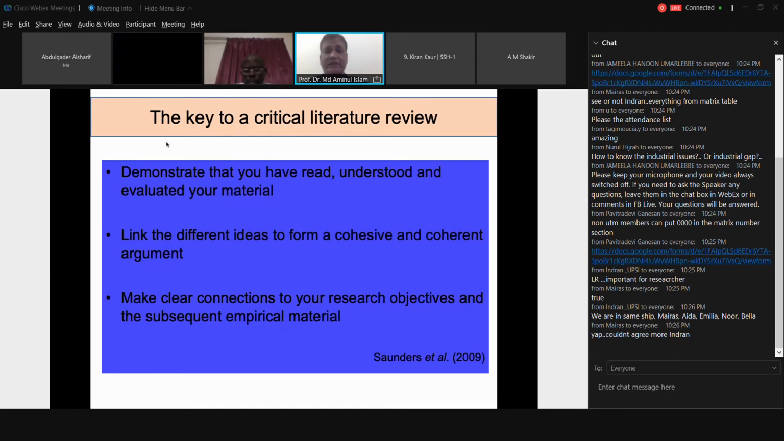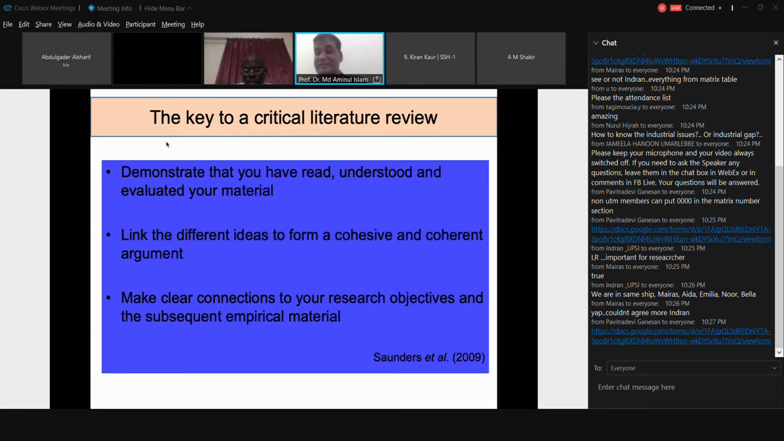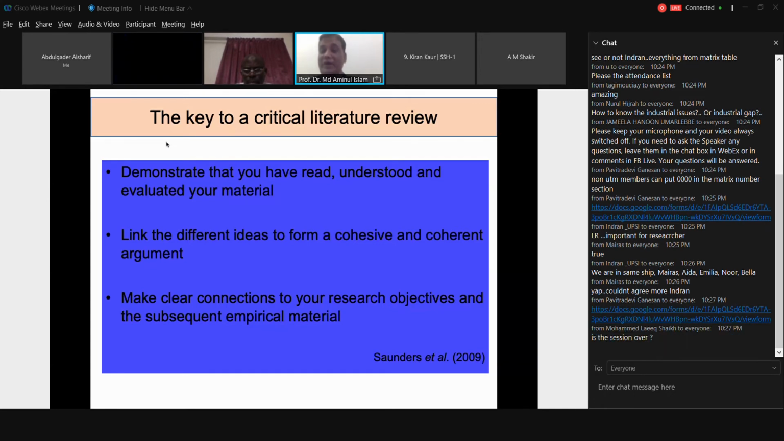When you write the literature review, it demonstrates what you have read, understood, and evaluated. It should demonstrate this in the write-up. Link different ideas to form a cohesive and coherent argument, and make clear connections between your research objectives and subsequent materials. As I said, research is just one piece of work. It starts from the beginning and continues to the end. So it's one piece of work. It should be jointed, integrated, and in a coherent manner.